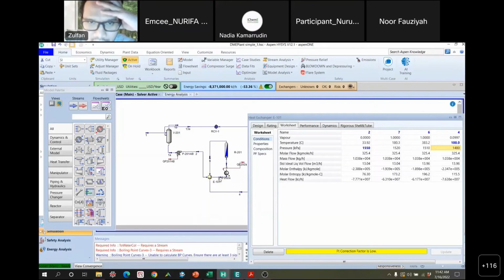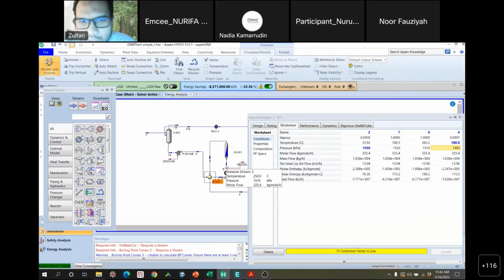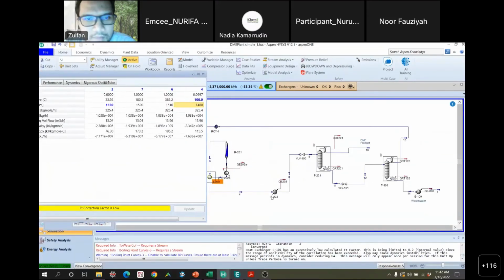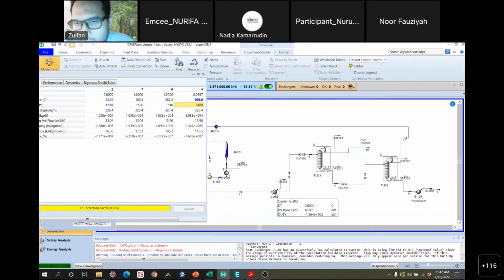So this is the importance of evaluating the options that we have in the grid diagram directly in the simulation, so that we can see the overall performance if this option is implemented. In this case, it is for sure from 33 degrees C to 180 degrees C, and then because we need to have the temperature here at 250 degrees C, we will still need this heater. But in this case, we don't need this cooler.